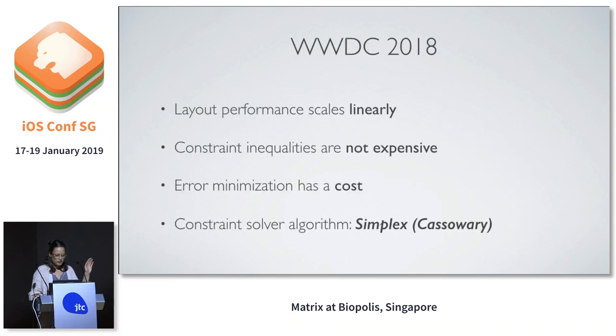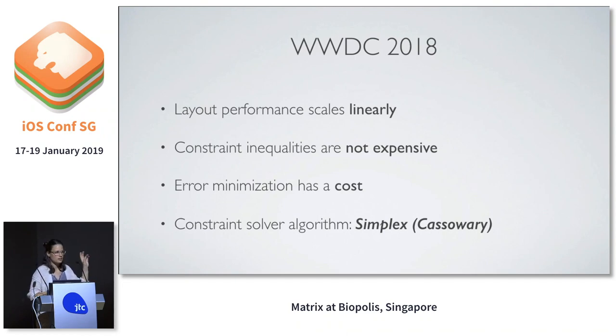So I mentioned we are going to go through the key facts from that auto layout session from DubDub. And so these are the key facts. Don't worry if you don't understand them now, because we are going to break these down one by one, and the goal of the talk is to understand why they are true. They said auto layout performance scales linearly in independent views. Constraint inequalities, even though you think they are exotic, are not expensive. Error minimization has a cost.